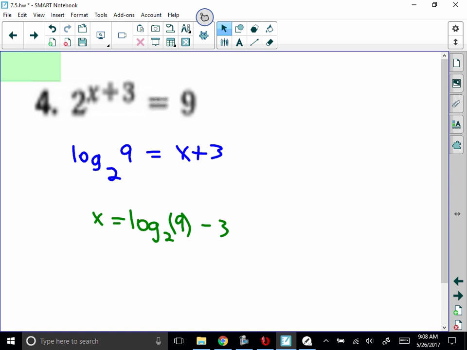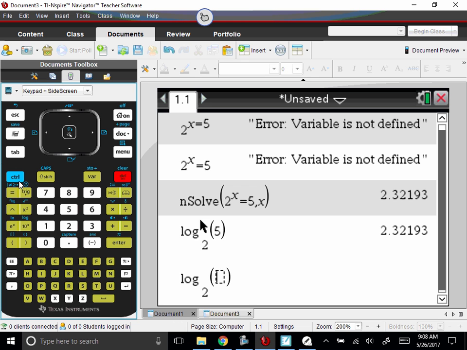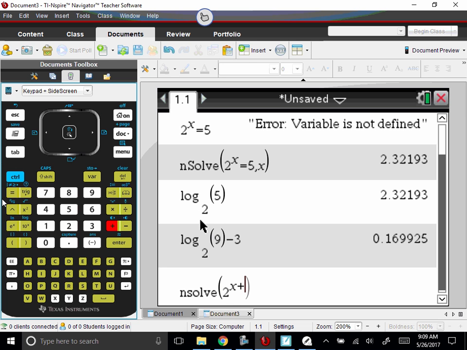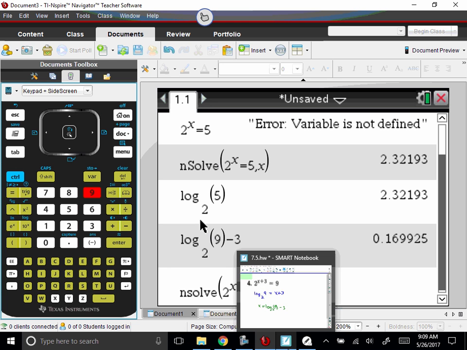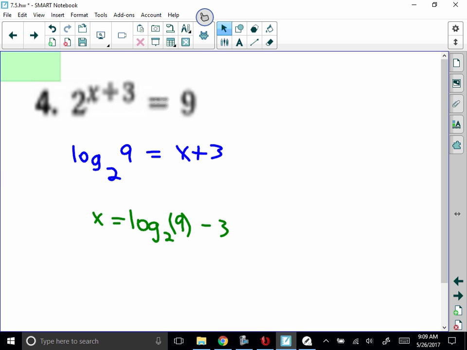So maybe we better do that. Log base 2 of 9 minus 3. So the decimal answer is 0.169925. And if I wanted to numerically solve this, I had, what was it, 2 to the x plus 3 equals 9. Is that what I had? And I'm solving that for x. There it is. More than one way to the Eastwood Mall. Make sure that you can use the calculator to do that. Also, not a bad idea to know how to do these by the old-fashioned way.